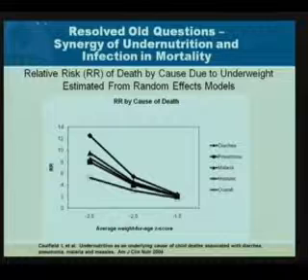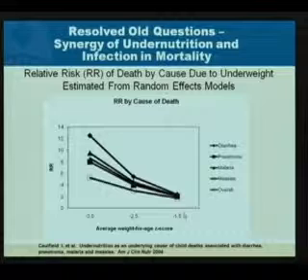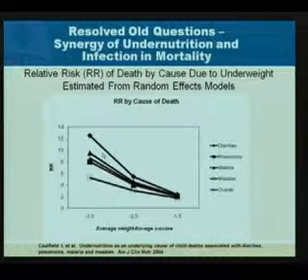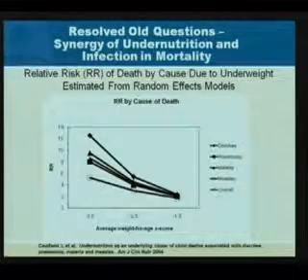As you can see, if I can get the pointer to move. There it is. This is Z-score, and as you go from right to left, these sets of children in a population are more undernourished, in this case in weight for age, and you can see how the relative risk of mortality increases for those specific causes of death. Now, this is building on work that was done by David Pelletier and others at Cornell, showing that in regard to overall child mortality, this relationship holds. We've extended this now to particular causes of child mortality.